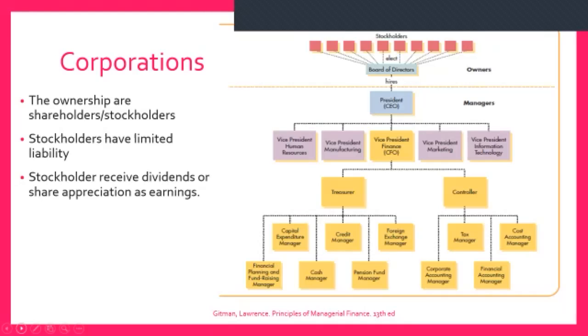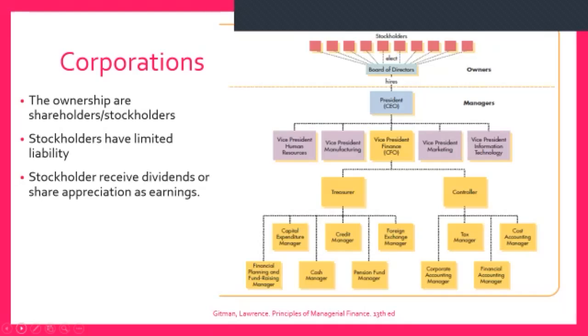Right to the side on this diagram, we have what we call an organizational chart. So we can see how our corporation is set up. We have the stockholders, all the stockholders, they elect the board of directors, and the board of directors then hires a president or CEO to manage the company. And from there, it flows down.